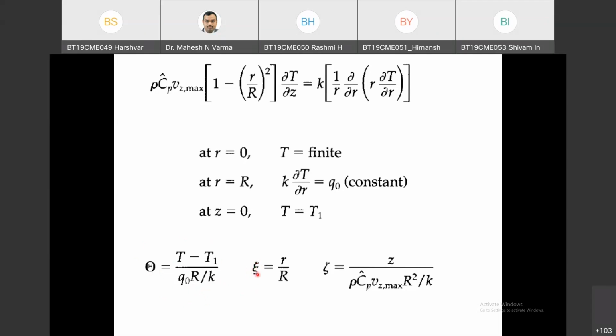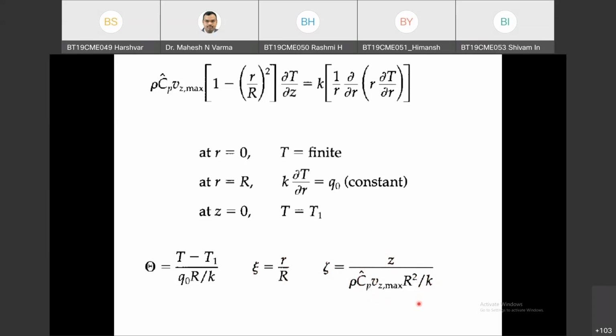This is epsilon. Epsilon is the dimensionless radius, r by R, and this is zeta, the dimensionless length. Zeta will be equal to z divided by rho Cp Vmax R square by K, and z also has a unit of length, meter or centimeter.